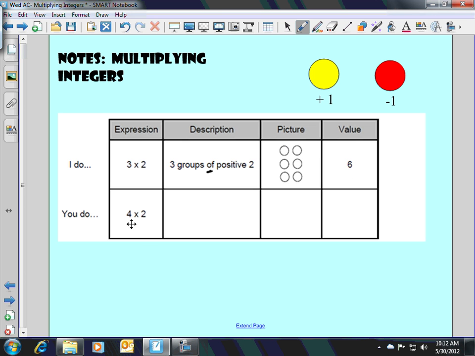So then we have 4 groups of, that's the multiplication sign, and then positive 2. So when I draw 1, 2, that's 2 groups, 3 groups, and 4 groups, I end up with a positive 8.